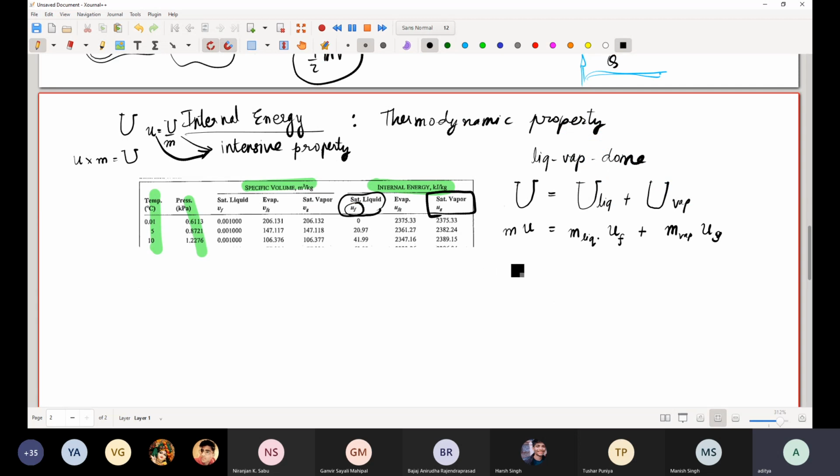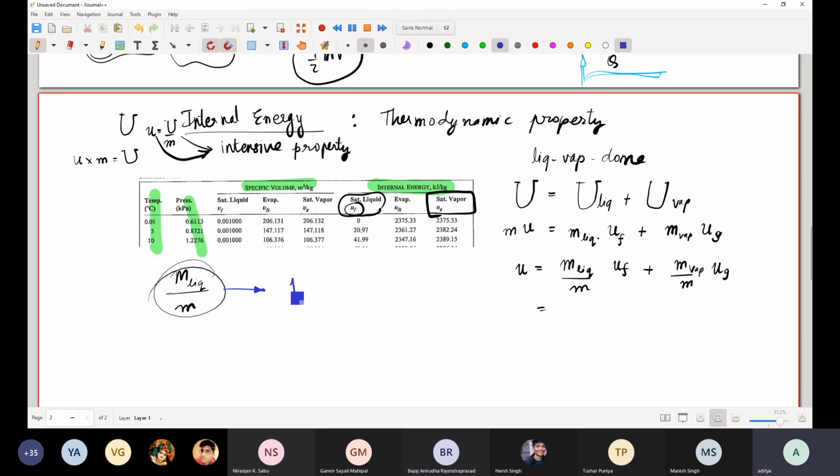Okay, so now we can divide everything by mass. So you have U is equal to M liquid UF over the total mass plus M vapor over total mass times U of the gas. What have we defined already as M liquid over M? We have defined this already. We have used it in fact to solve problems. 1 minus x. 1 minus quality.